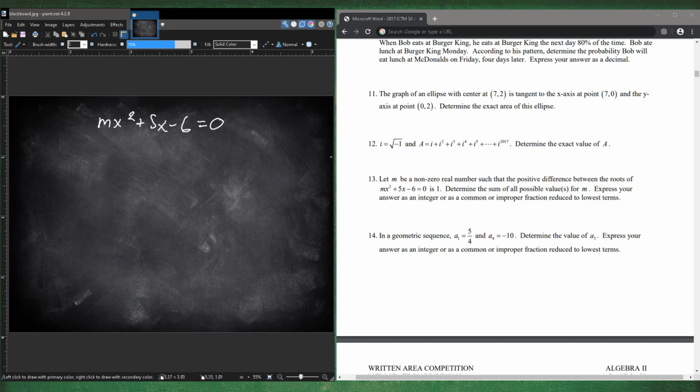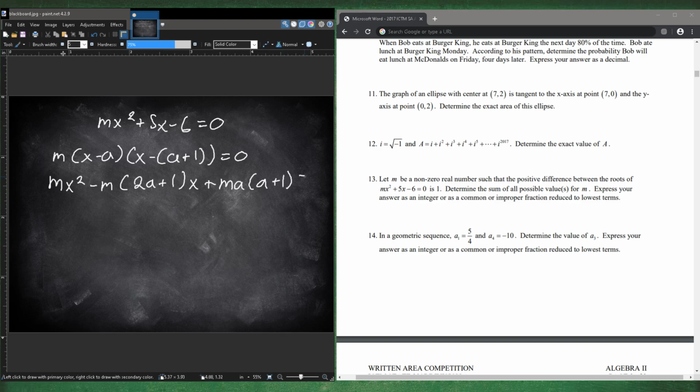the difference between the two roots is 1. So you can write m, because we keep the coefficient in front the same, times x minus a. So that's our first root. So our next root has to be a plus 1 equals 0, right? Because the roots are one apart. So then expanding this out, that's mx squared minus (2a plus 1)x, and then plus a(a plus 1) equals 0.